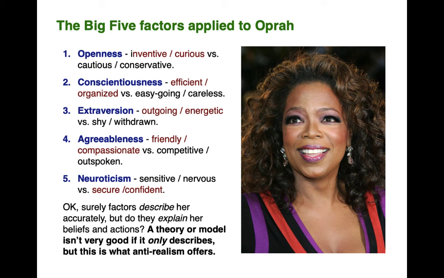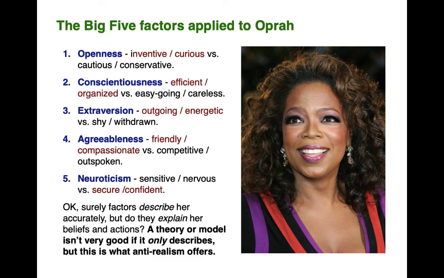With respect to agreeableness, she's friendly, compassionate, not so much competitive and outspoken, although she is somewhat those things. Again, it's not that we lie to an extreme on these spectrums. All of us are somewhere between, but some of us are more agreeable and neurotic and extroverted than others. Neuroticism. Oprah Winfrey is probably described by no one as sensitive and nervous, neurotic. She is more secure and confident in her character.